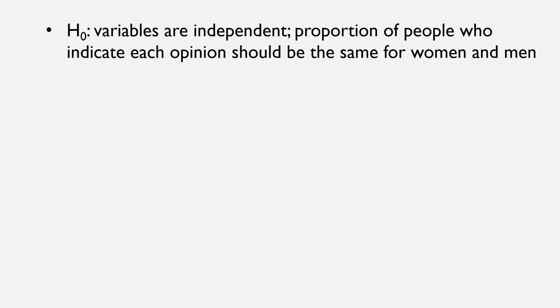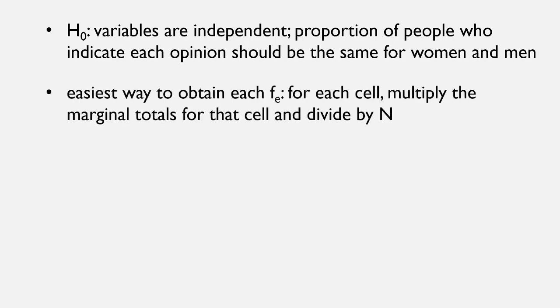The null hypothesis for your two-way chi-square is that the variables are independent of one another. That is to say that the proportion of people who indicate the various opinions should be roughly equal for women and for men. So the way you actually need to obtain your expected frequencies is a little bit more complex than just dividing the sample size by the number of cells.